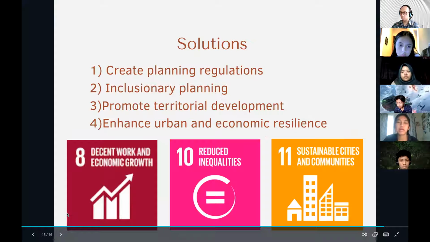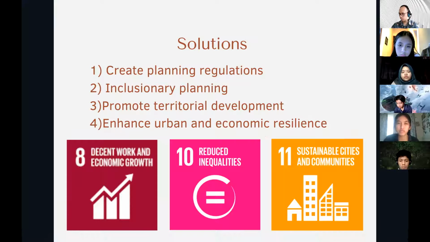Now, how could regional planning offer solutions to this issue? Here we present the 4 solutions that could be offered by regional planning. The first is to create planning regulations that focus on infrastructure to reduce the gap between the lower class and the higher class. And the second is to create inclusionary planning, which is similar to the first one, but it focuses more on creating affordable housing for lower income families. Therefore, they could live in a more sustainable and better environment.